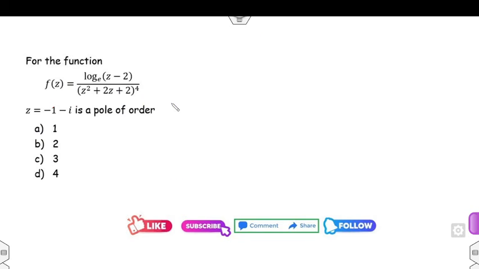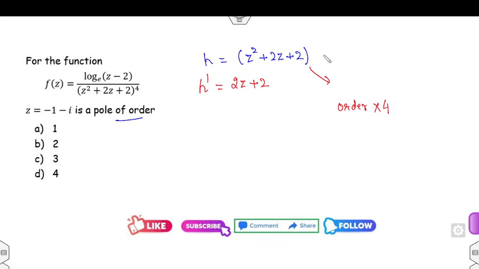Look at this function. The pole z is equal to -1 minus iota is the pole of what order? Look at the denominator, z square plus 2z plus 2. Forget the power 4, whatever the order of this, I can multiply by 4. So I can divide them. 2z plus 2. When z is equal to -1 minus iota, what is the value of this? We will see whether it's 0 or not.